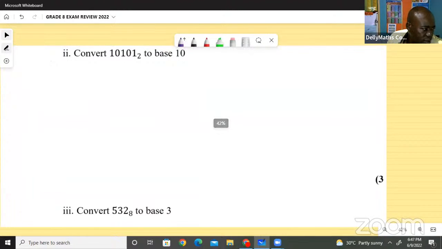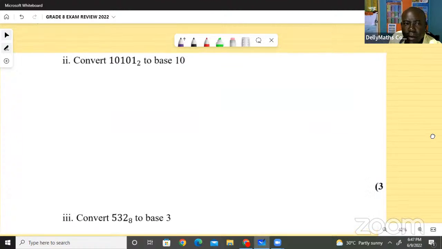All right, let's check this one. All right, let's check that one right there. We're looking at converting 10101. All right, so we're looking at 10101. This is base 2 to 10.